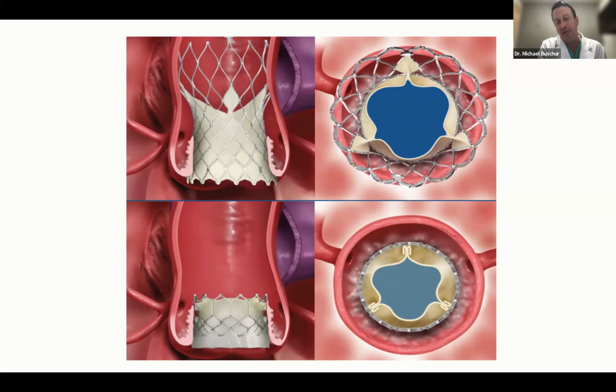Overall, we probably use more of the Edwards valve, the bottom valve, than we do of the top valve, just because it fits our patients better, and we've had really outstanding outcomes. So when we look at the top valve, as you can see, the frame or the cage around the valve is a lot bigger, and the one on the bottom is smaller. And I'll show you pictures about how they expand. And when we say balloon expandable versus self-expanding, it's really just how we deploy the new valve.